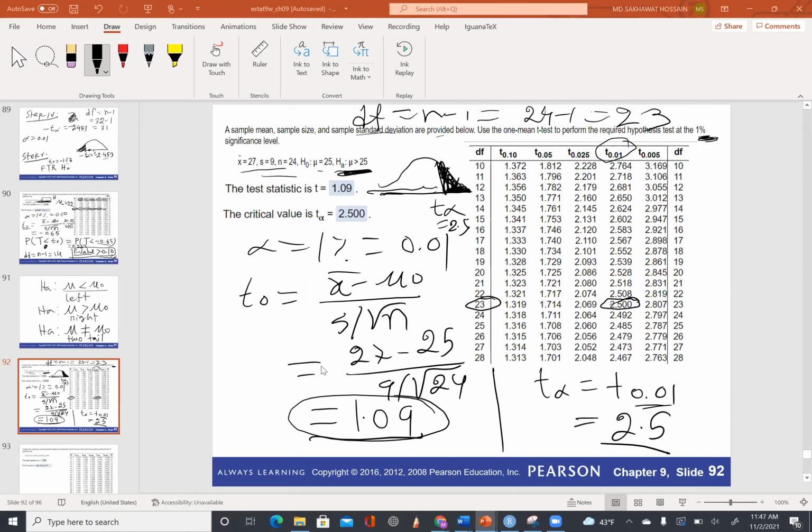This is outside, right? This is clearly outside the rejection region, because 1.09 will be somewhere here. So that means 1.09, the test statistic, is outside the rejection region. So we fail to reject the null. It's always better to draw the normal curve and locate the critical value and the test statistic and see where they are located. If the test statistic is located inside the rejection region, you will reject the null. If it is outside the rejection region, you will fail to reject the null.